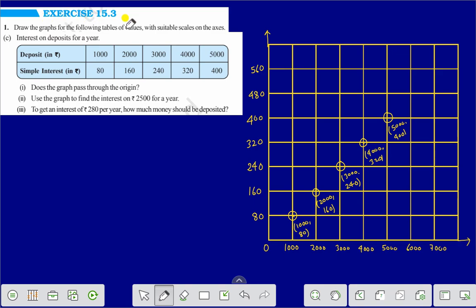Draw the graphs for the following tables of values with suitable scales on the axis. Deposit and simple interest for a year: deposit in rupees 1000, simple interest in rupees 80; deposit 2000, simple interest 160; deposit 3000, simple interest 240; deposit 4000, it is 320; and when it is 5000, it is 400. Does the graph pass through the origin?